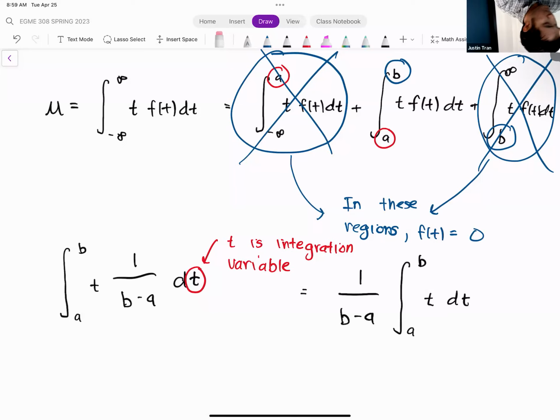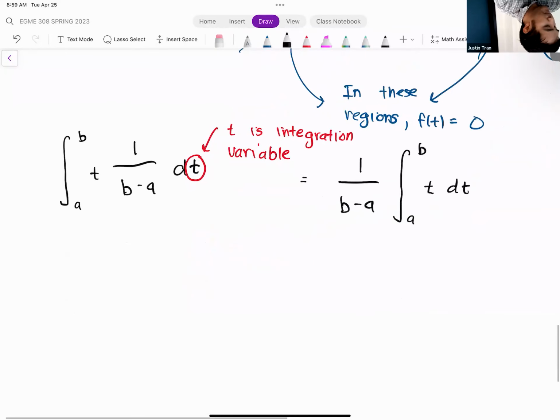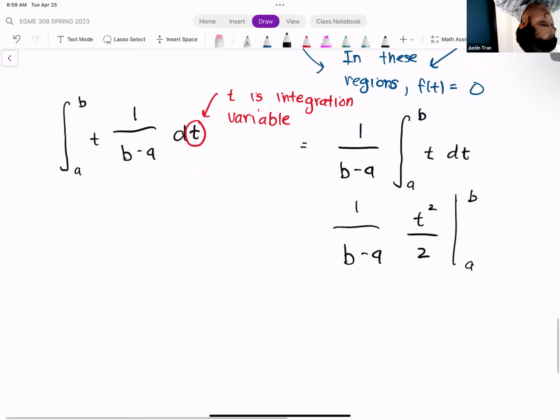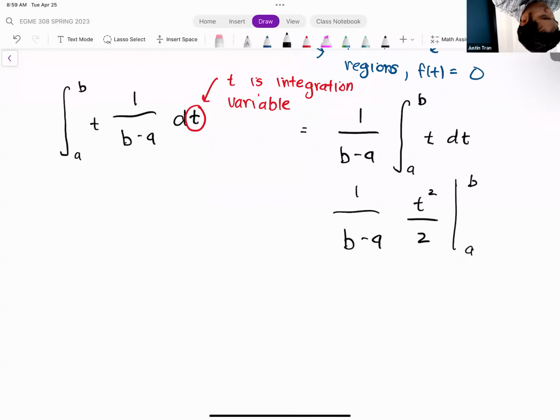Okay, all right, so let's go ahead and integrate t. The integral of t here is fairly simple. So we have t squared over 2, and we're going to evaluate this from a to b. If we write this out, we have 1 over b minus a times b squared minus a squared, all over 2.